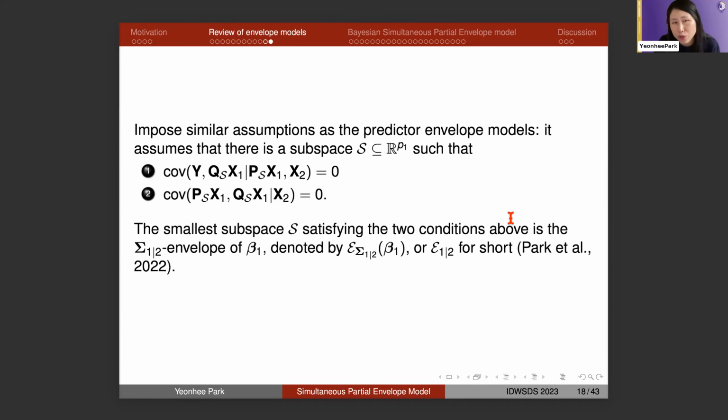Again, we impose two conditions to construct the envelope models. Those two conditions are exactly the same as the conditions for the predictor envelope, except that I further condition on X2. Then we could define the smallest subspace of the P1-dimensional space, and this is called the partial predictor envelope.